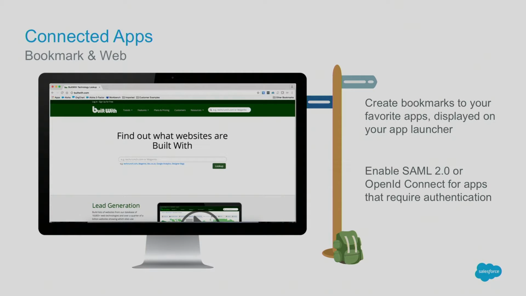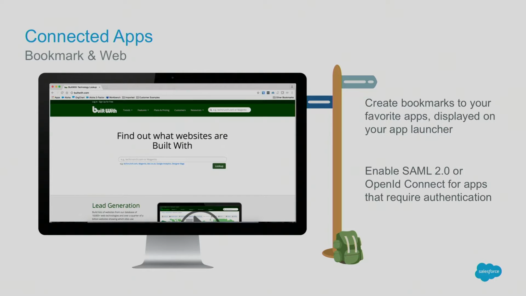Once in the platform, we use a technology called connected apps. And connected apps do a lot of things. There are many types of connected apps. The first type are bookmark and web-based connected apps. And this is what I showed you on the app launcher. So this includes the name of the app, the description of the app, and the URL, or the icon for the app. It also contains links out to an external system.